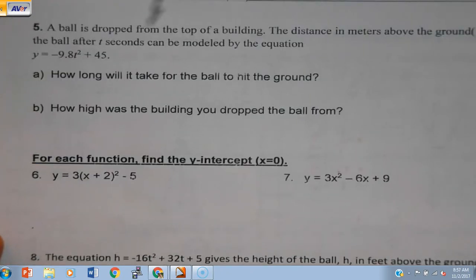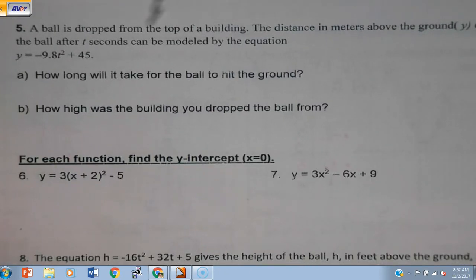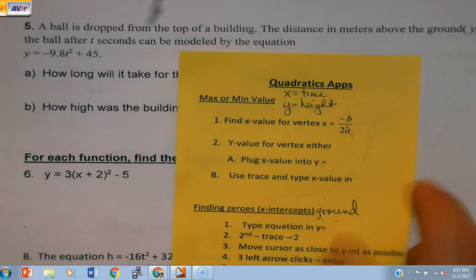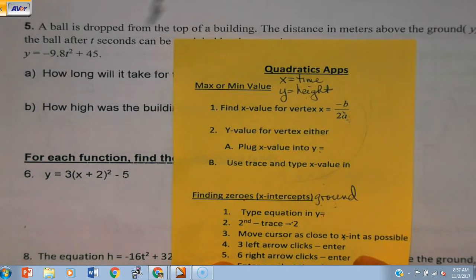Okay, when we get to the back, application. A ball is dropped from the top of a building. The distance in meters above the ground of the ball, after 2 seconds, can be modeled by this equation. Okay? How long will it take for the ball to hit the ground? Do not get sucked into thinking I'm necessarily going to put things in the exact order they are on here.